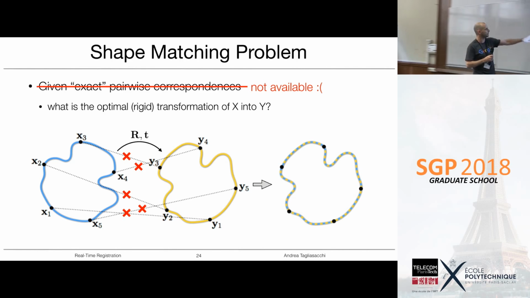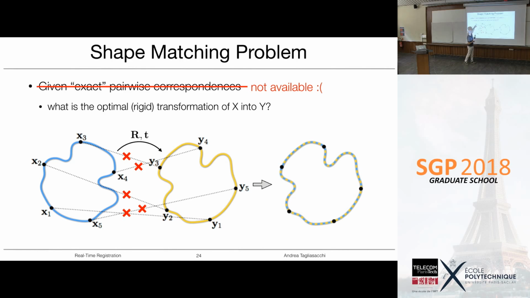I give you this initial configuration, but now I do not know that X3 corresponds to Y3, for example, anymore. You have no knowledge at all. Well, what you can do is assume that the initial configuration of your blue shape is close enough to the yellow shape, in such a way that local registration will bring them back into alignment. So now let's see what that looks like. That one is not available, so we don't have exact correspondences.